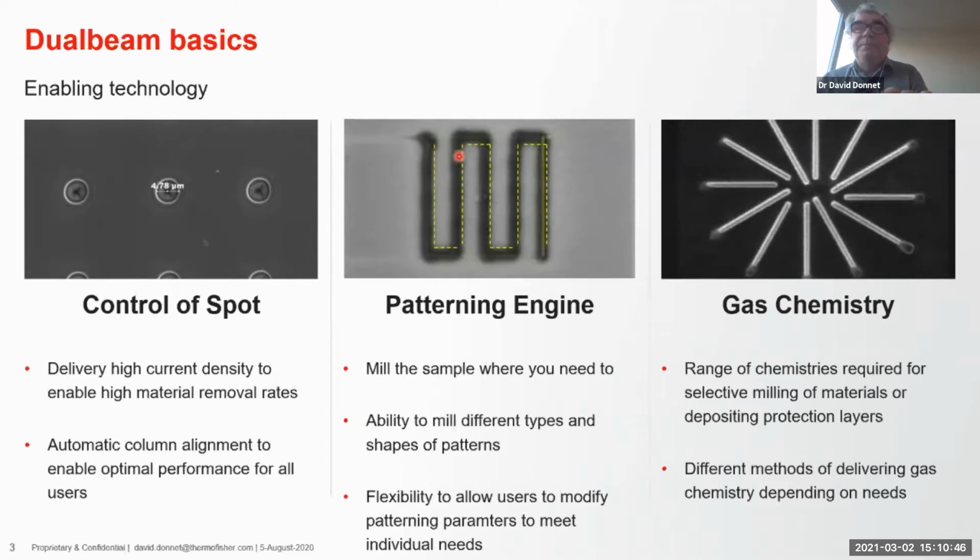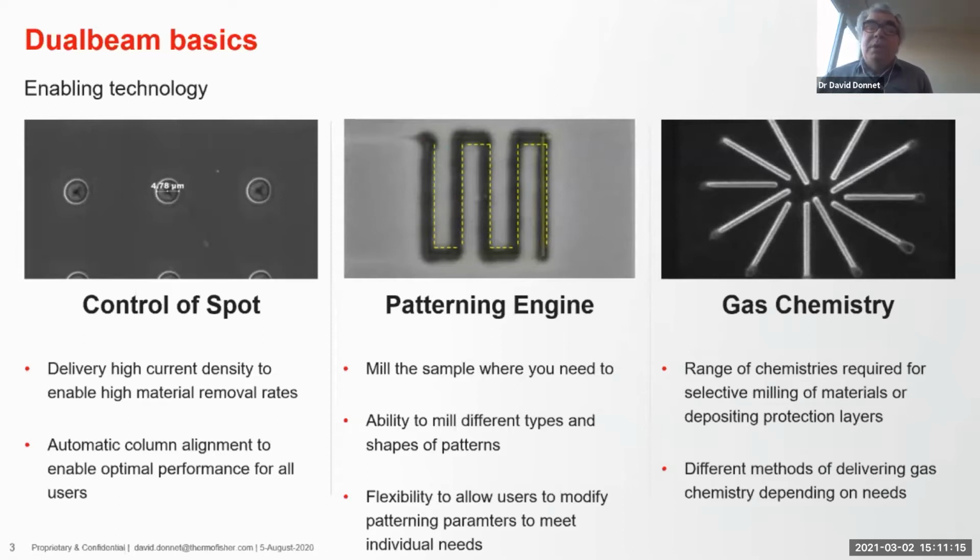Basically what that means is that we want to remove material where we place the pattern. You can see in this pattern, this is a serpentine, and we're able to mill exactly where this serpentine was drawn. And that only comes about because of certain features on the ion column, such as time of flight correction and also differentially pumped columns.